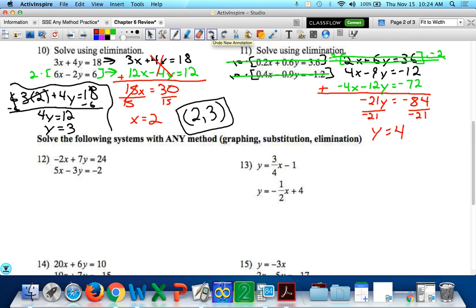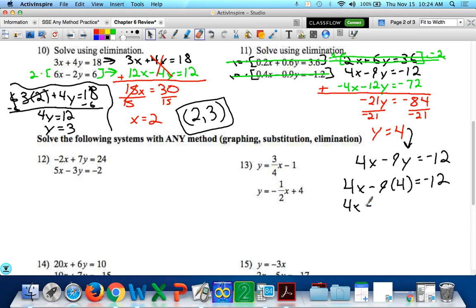To find the other half, I just take that information and plug it in. One of the only equations I can still read very well is this one, so that's the one I'm going to plug it into. I have 4x minus 9y equals negative 12. I'm plugging in the fact that y equals 4, just like the substitution method. That's 4x minus 9 times 4 equals negative 12. That means 4x minus 36 equals negative 12.